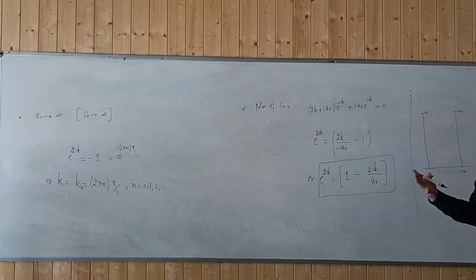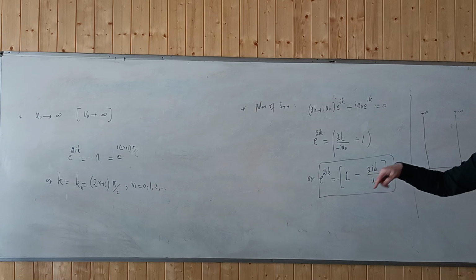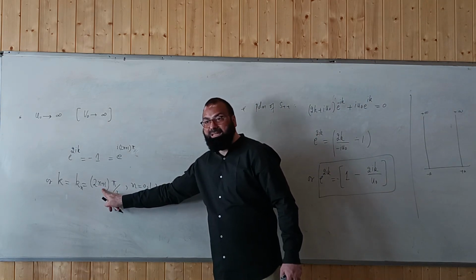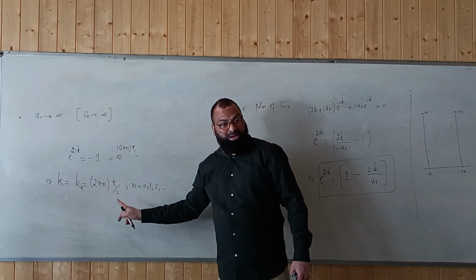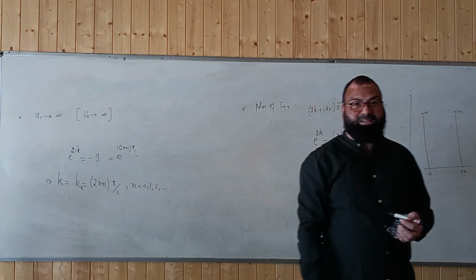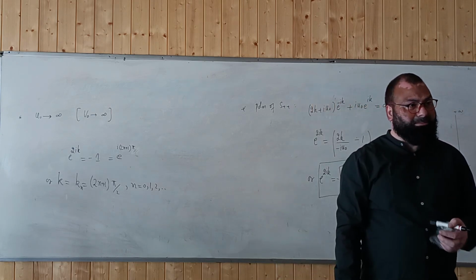Even parity solutions will yield you this much of energy, and odd parity solutions will give you an energy which is having 2n here instead of 2n plus 1. Got it? So that you will get the entire spectrum of the problem.